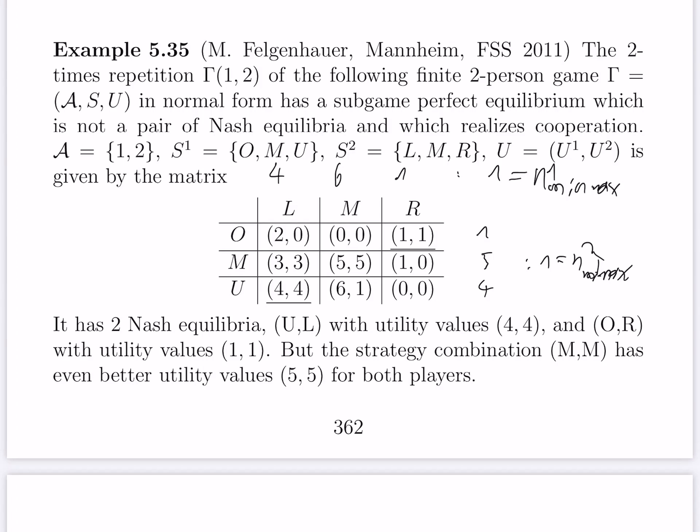And we also see here the values (0, 0), (1, 0), (2, 0), (1, 1), (3, 3), (4, 4), (5, 5), (6, 1). You have to recall them because next we see them on the real plane, on the plane of utility vectors.